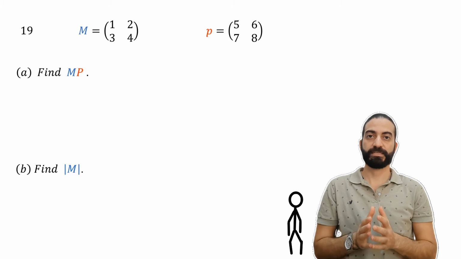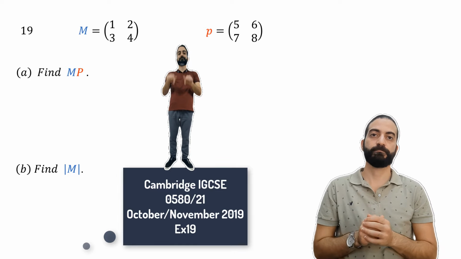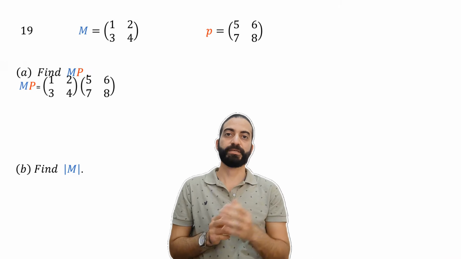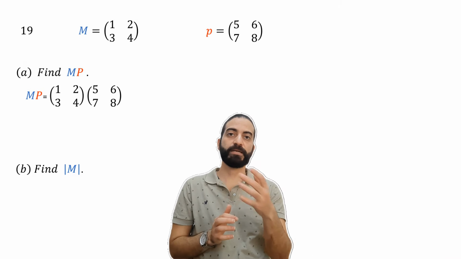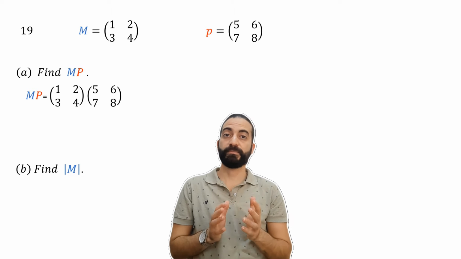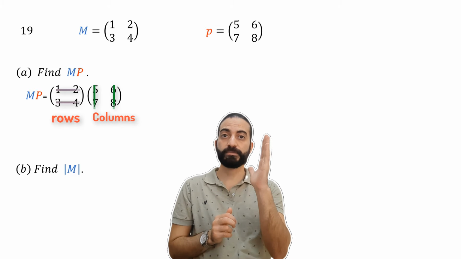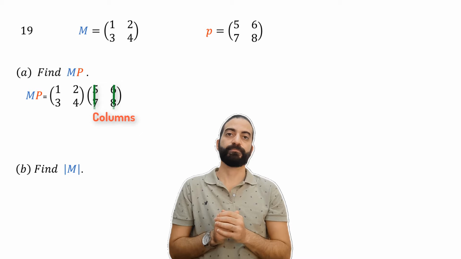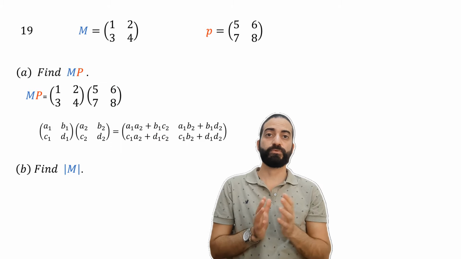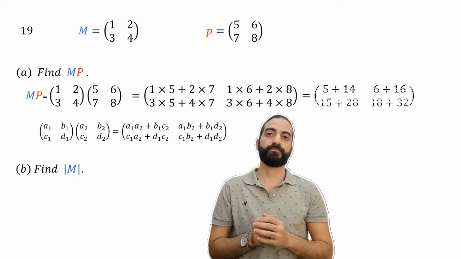Hello everyone. We'll start by solving question 19 of the Cambridge IGCSE 2019 exam. We have matrix M and matrix P. Find MP. This means find M multiplied by P. When we want to multiply two matrices together, we must multiply the rows of the first matrix by the columns of the second matrix, which is matrix P. So we can use this rule that we will apply here in this way to get the answer.